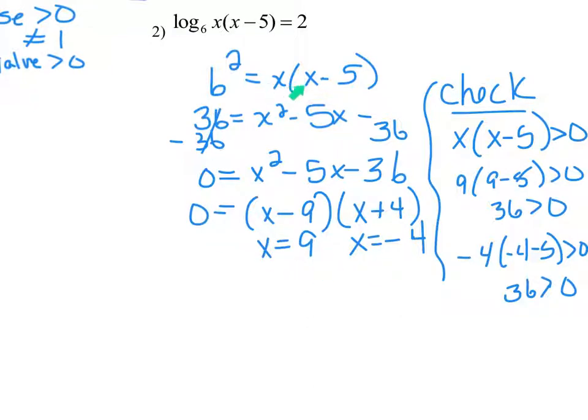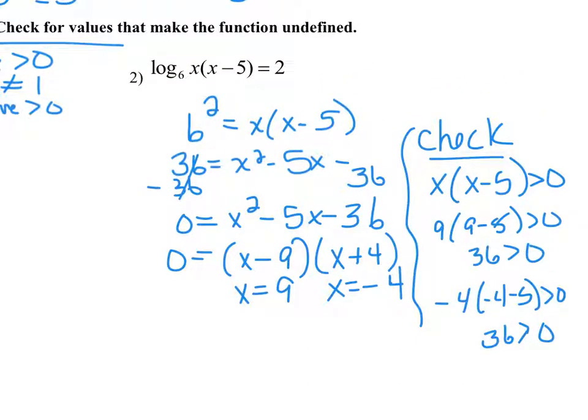I checked it. I made sure that the base here, not the base, sorry, x is not in the base, 6 is in the base, correct? So I needed to check that the value here is greater than 0. So I plug 9 in for x to make sure it's greater than 0, and it is. I plug -4 in for x, and it's greater than 0. So we're good, both of the values work.